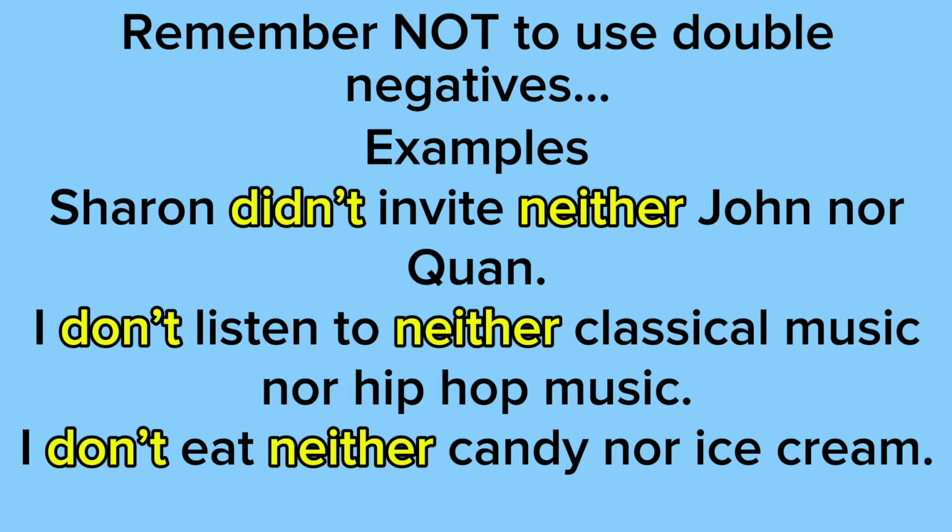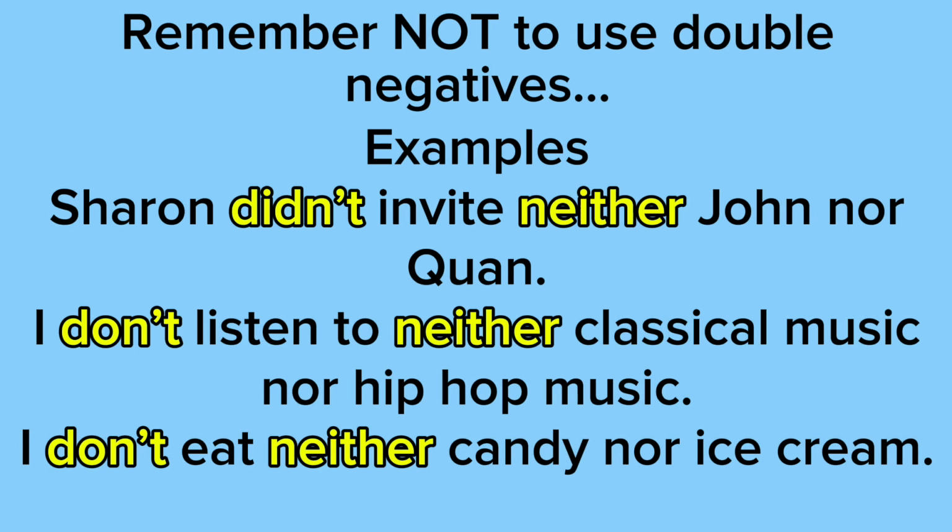Our second example says, I don't listen to neither classical music nor hip-hop music. So we don't need to use the word don't, because if we use don't and neither and nor, that makes it a double negative. So the correct way of saying this would be, I listen to neither classical music nor hip-hop music. Or another way of saying this would be, I don't listen to classical music or hip-hop music.